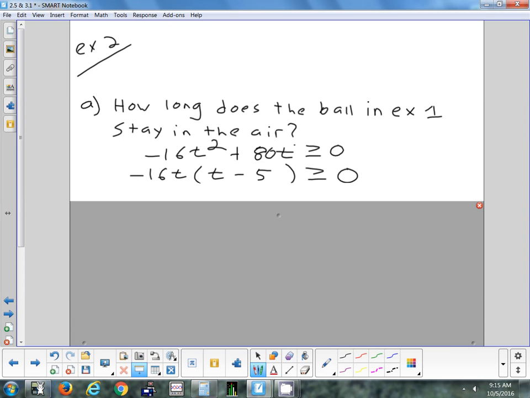And what would be my first term in each parenthesis?